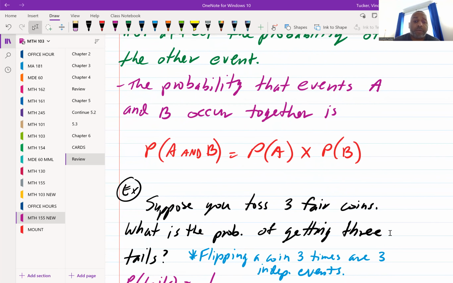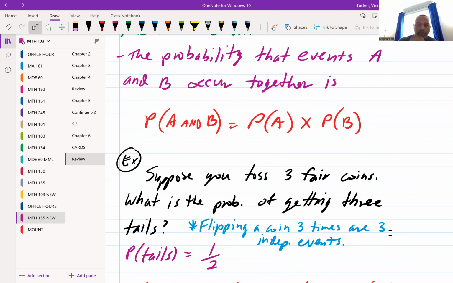All right, let's look at the first example. Suppose you toss 3 fair coins. What is the probability of getting 3 tails? All right, so flipping a coin 3 times are 3 independent events. In other words, when you flip the coin once, it has nothing to do with flipping the coin a second time. It doesn't play on or mess with the probability of what will happen next. Like I said, they're independent events.